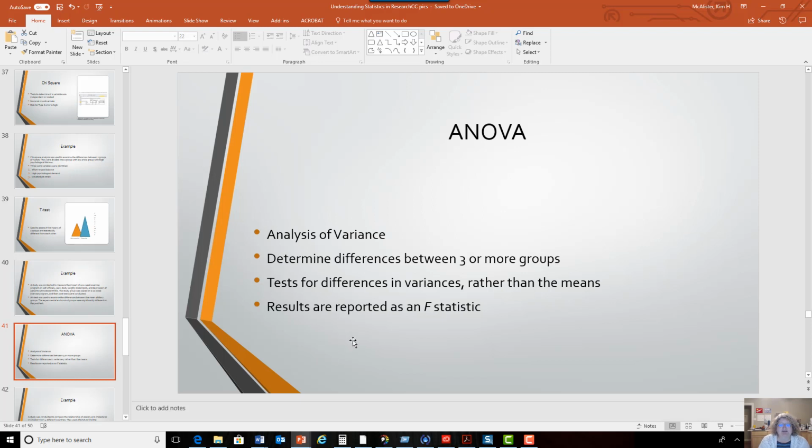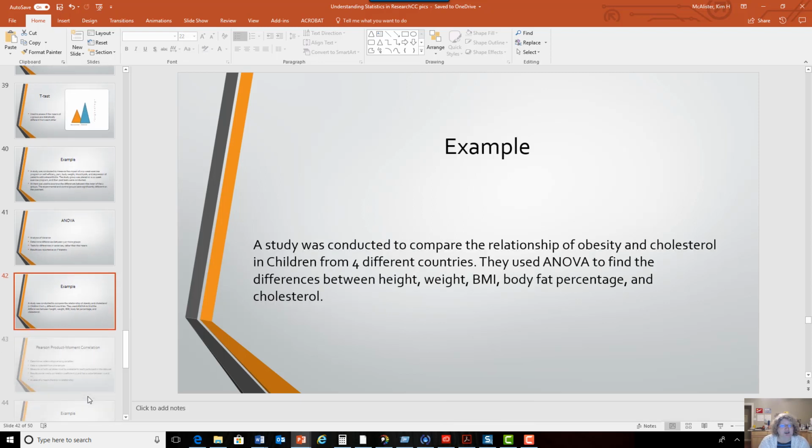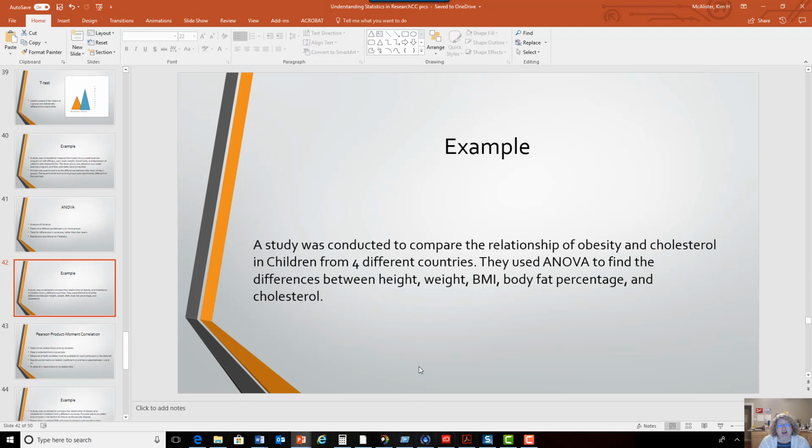ANOVA is analysis of variance, and just like it says, it's looking at the difference in variances rather than looking at the actual means. This can tell the difference between three or more groups, and it's reported as an F statistic. An example that we would use that for would be a study to compare obesity and cholesterol in children from 4 different countries.